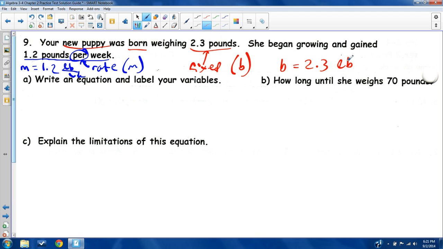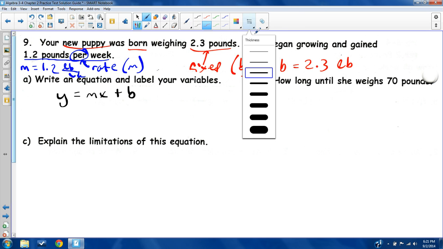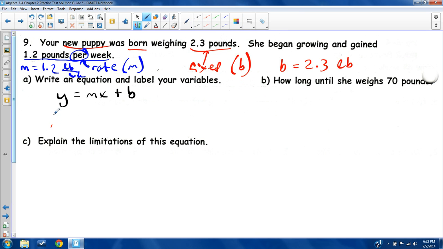So the important things here, this was 2.3 pounds, by the way, for B. If B is 2.3 pounds, then Y is also going to represent pounds. So I'm going to write an equation here. It's going to be in Y equals mx plus B form. And when I do this, I need to make sure that I understand my rates here. Y has to be in pounds. M times X has to end up being pounds. B has to end up being pounds. M is pounds per week. So in order to get pounds, I have to multiply pounds per week by number of weeks.